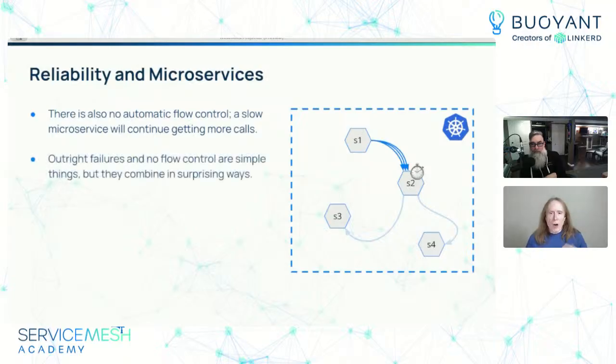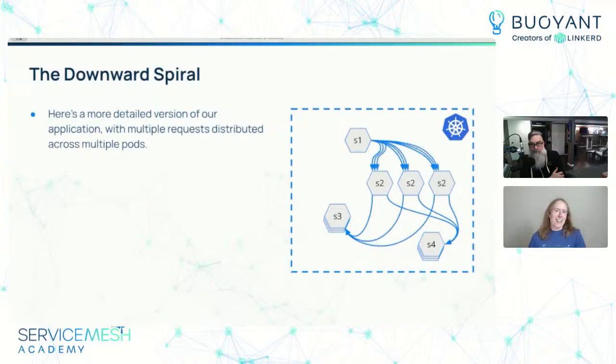These are both really simple things, but they can combine in very, very surprising ways. We're going to take a look at a couple of these. So if we have a more realistic view here, we're going to have one S1 microservice sending its requests load balanced across 3 different S2 pods. This is a thing that happens a lot, especially in Kubernetes.